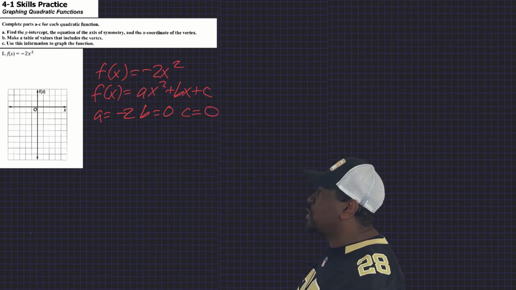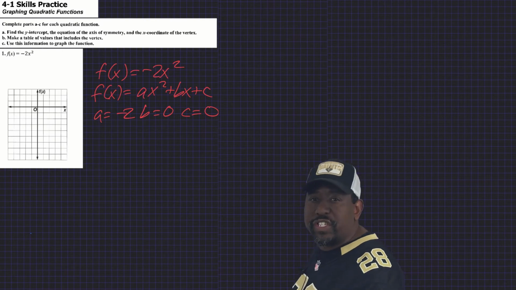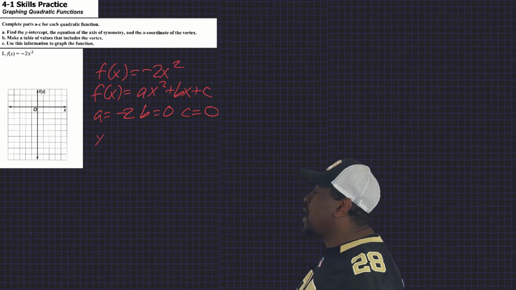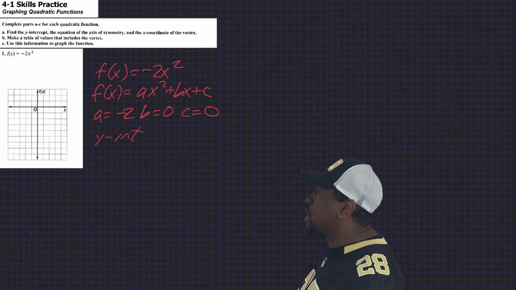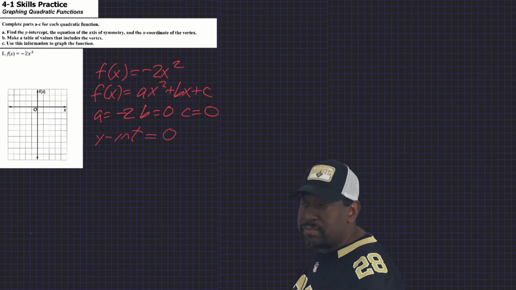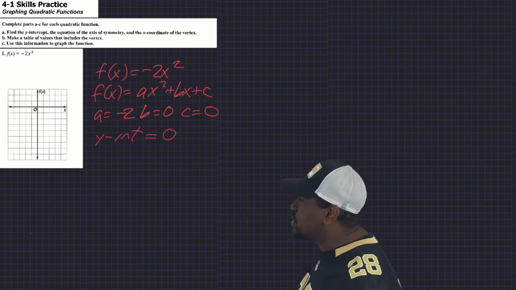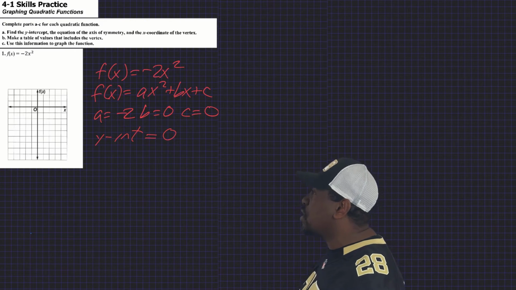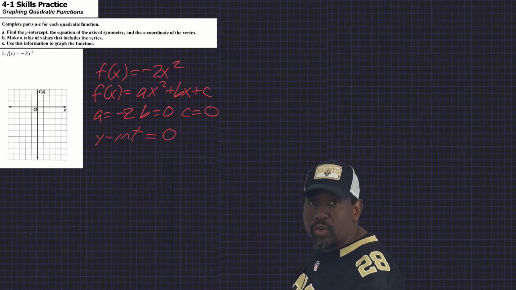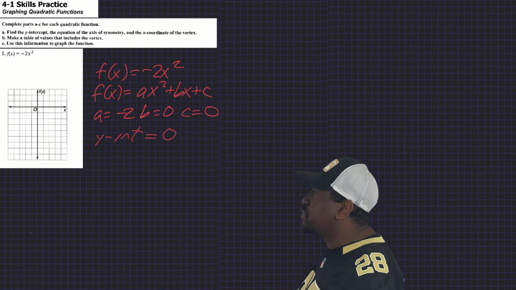So at this point, we know that the y-intercept is equal to c. And so in this problem, the y-intercept is going to equal what? Well, it equals 0, as you can see, because we pulled out c equals 0. So next, we want to find the equation of the axis of symmetry. The equation for that is x is equal to negative 1 times b over 2a.